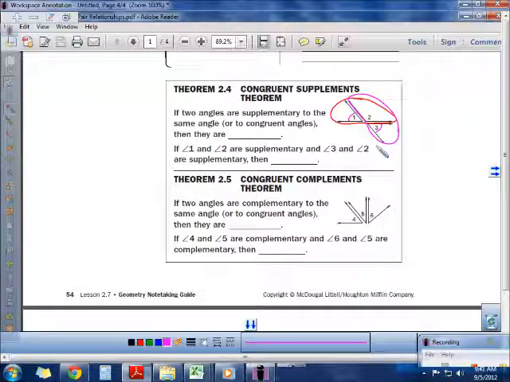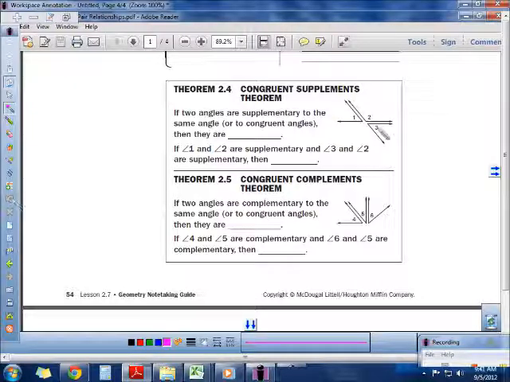Now go back through that one again. If 1 and 2 are supplementary, and 2 and 3 are supplementary, then 1 and 3 are the same. So we should be saying then they are congruent. So if 1 and 2 are supplementary and 3 and 2 are supplementary, then what did I say? 1 and 3 are congruent to each other.